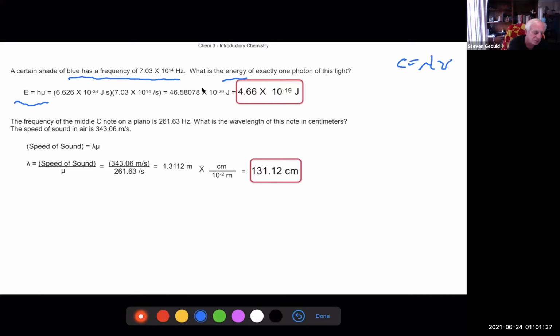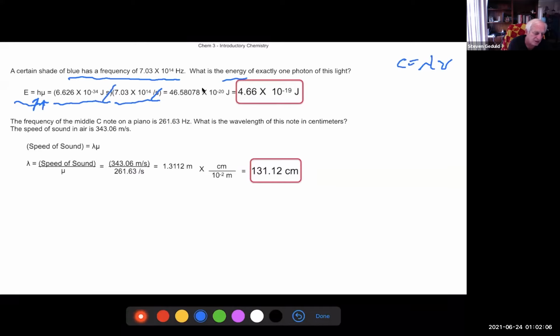Hertz means cycles per second. So you want to take the energy, we're given the frequency, and we're given h. Remember, h is Planck's constant. Planck's constant is 6.626 times 10 to the minus 34 joule seconds. Our frequency is 7.03 times 10 to the 14th per second. So the seconds cancel, and you're left with joules. Joules is a measurement of energy. So all we did was use our formula and plug in the values that we know.